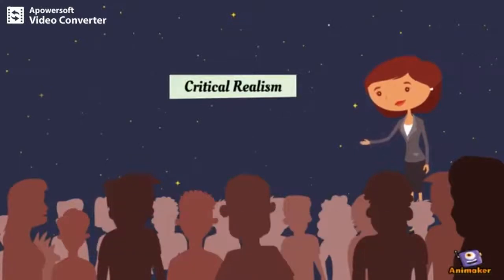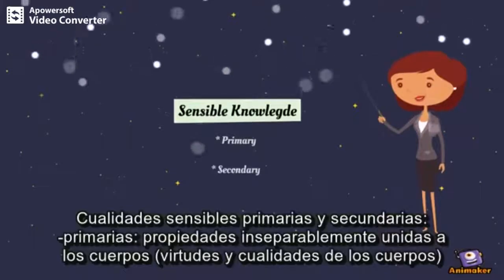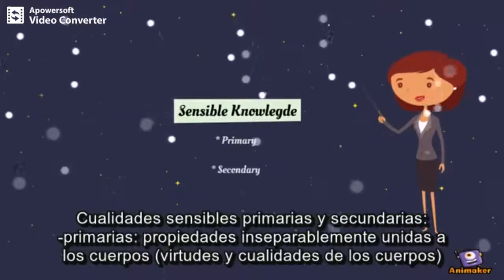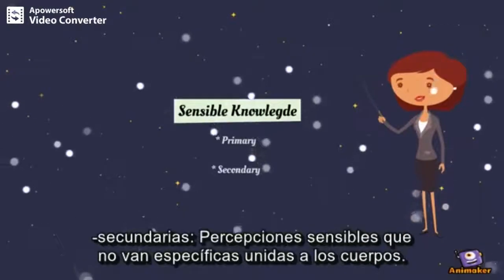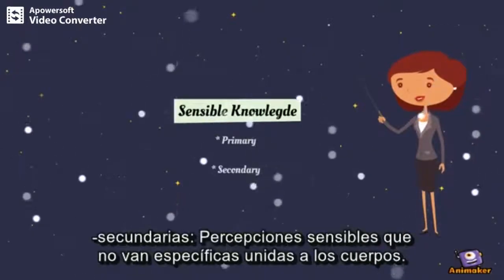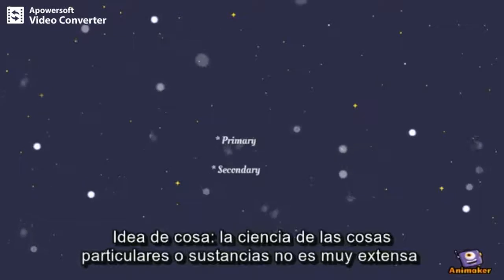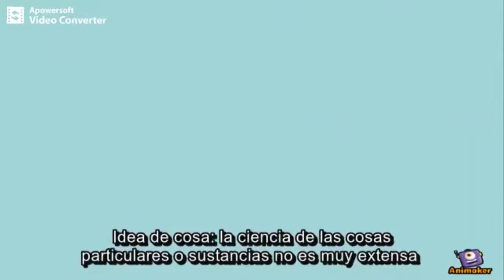Sensible knowledge, primary and secondary qualities. Primary: they are inseparable from the physical objects. Secondary: sensible perceptions that are not necessarily united to the physical objects. Idea of things: the science of the particular things or substances is not too extended, and the agreement between our ideas and things can fail.